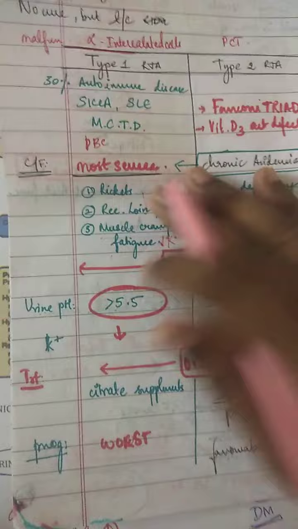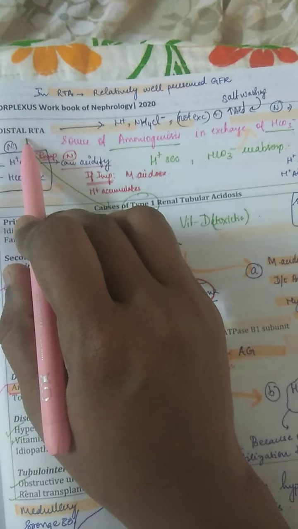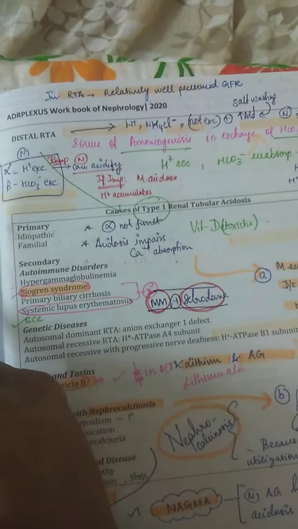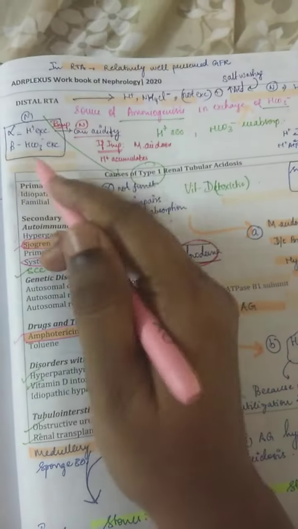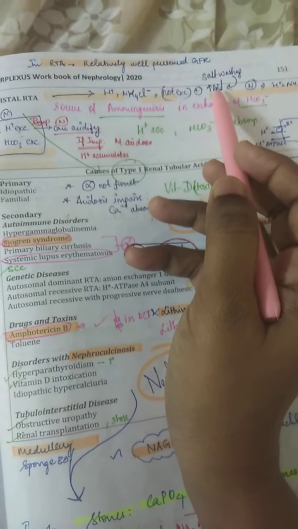This is type 1 RTA. Why does it happen? There is an abnormality in hydrogen and ammonium chloride excretion, so everything gets accumulated within the system. So what happens is, since it's acidosis, aldosterone will be activated, sodium will be absorbed, and potassium and hydrogen will be lost. So it's just more of a metabolic acidosis.